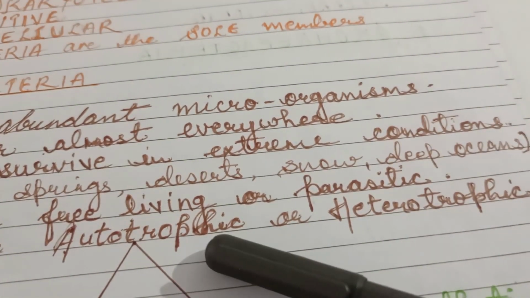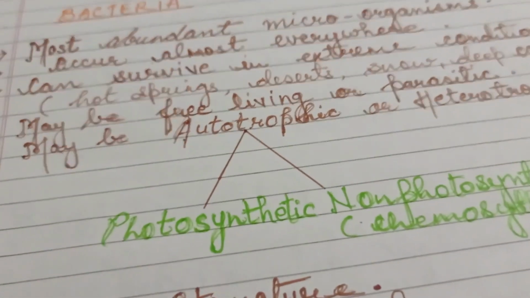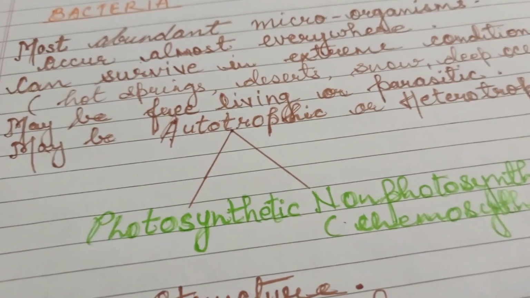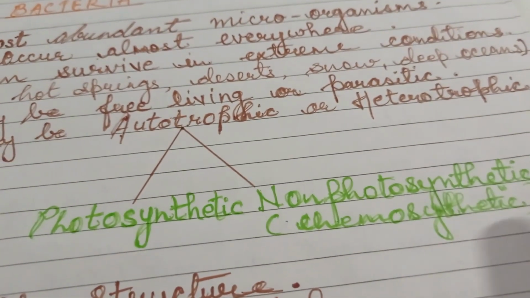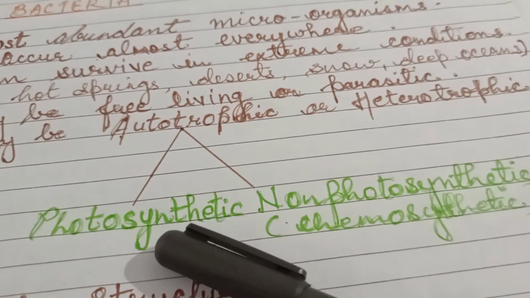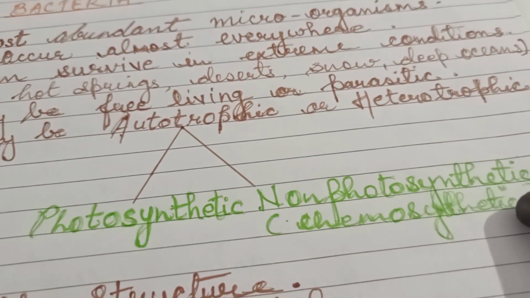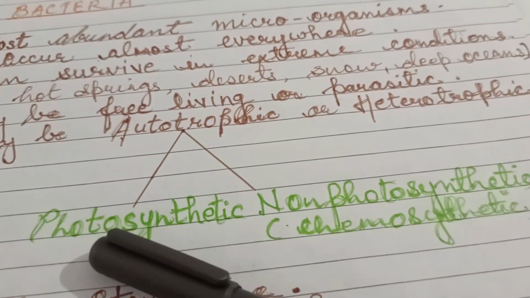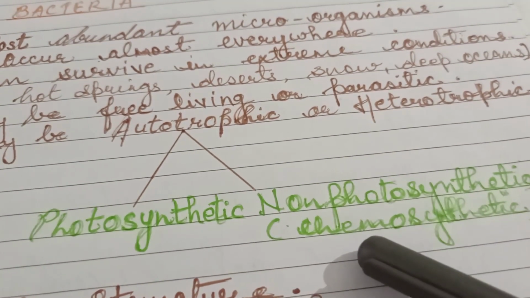So what is the mode of nutrition of bacteria? It may be autotrophic or heterotrophic. Again, in autotrophic bacteria, there may be photosynthetic bacteria or non-photosynthetic bacteria. And if they are non-photosynthetic, how will they produce their food? By chemosynthesis. So there may be photosynthetic autotrophic bacteria or chemosynthetic autotrophic bacteria. Photosynthetic means they will prepare their food in the presence of light. Photo means light. And chemosynthetic means they will prepare their food with the help of chemicals.